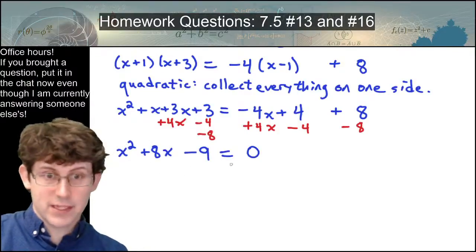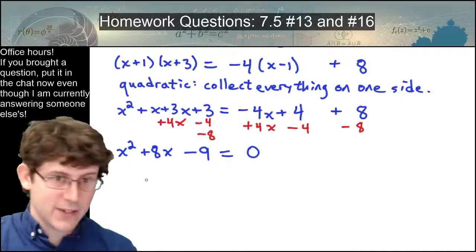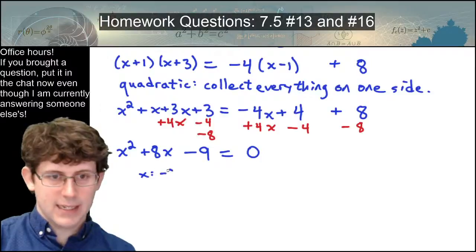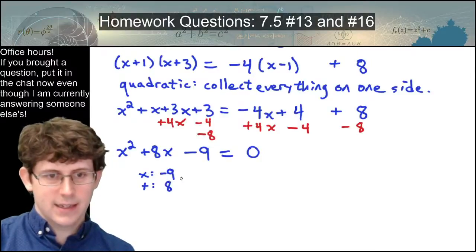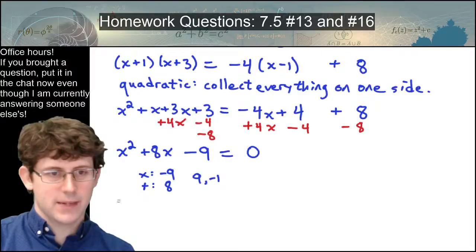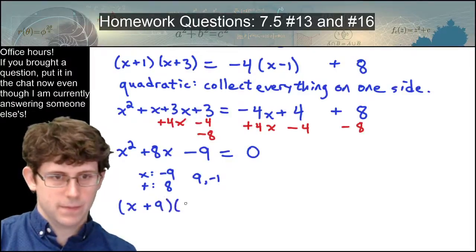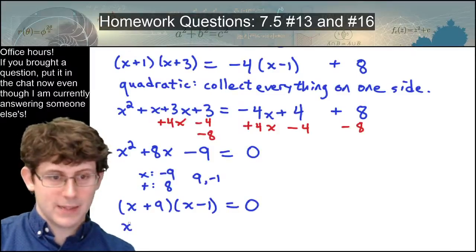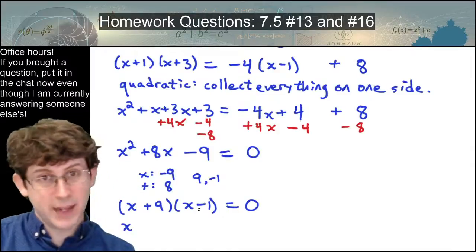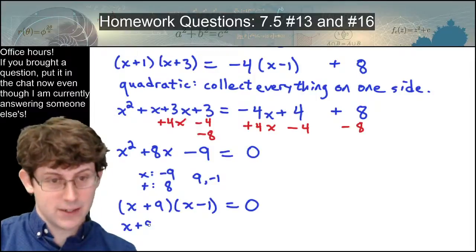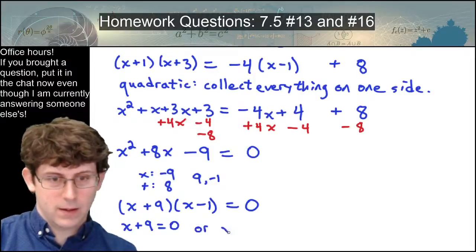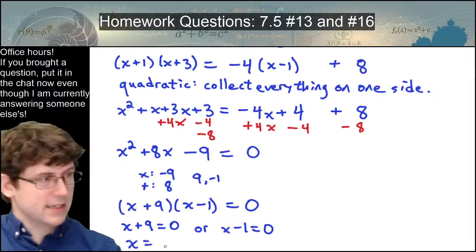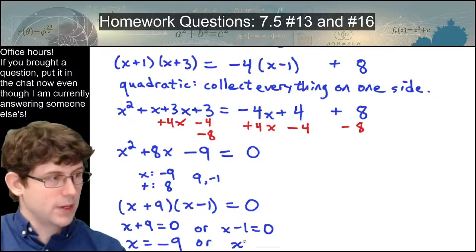Then I can solve this equation, and I'm solving it by factoring. Look for two numbers who multiply to -9 and add to 8, and that's 9 and -1. Then the zero product property tells me that if these two expressions multiply to equal 0, one of them must be 0. So my final answer is that x is -9 or x is 1.